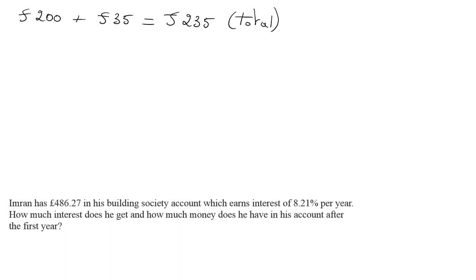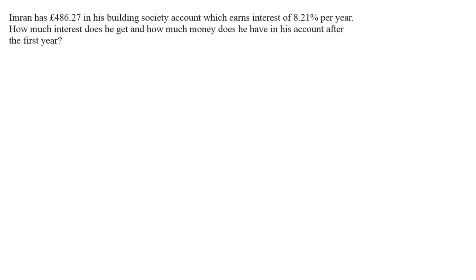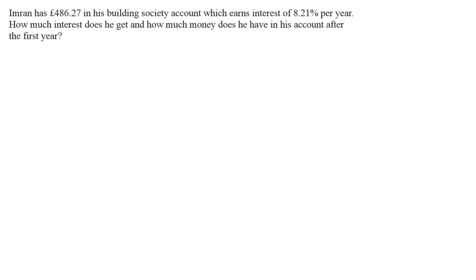Now, another example could be something like this. Imran has 486.27 pounds in his building society account, which earns an interest of 8.21% per year. Interest is something the bank will pay you for leaving your money with them. So at the end of the year, because Imran left his money with them, they're going to pay him an extra 8.21% of that money. So the question is, how much interest does he get and how much money does he have in his account after that first year?